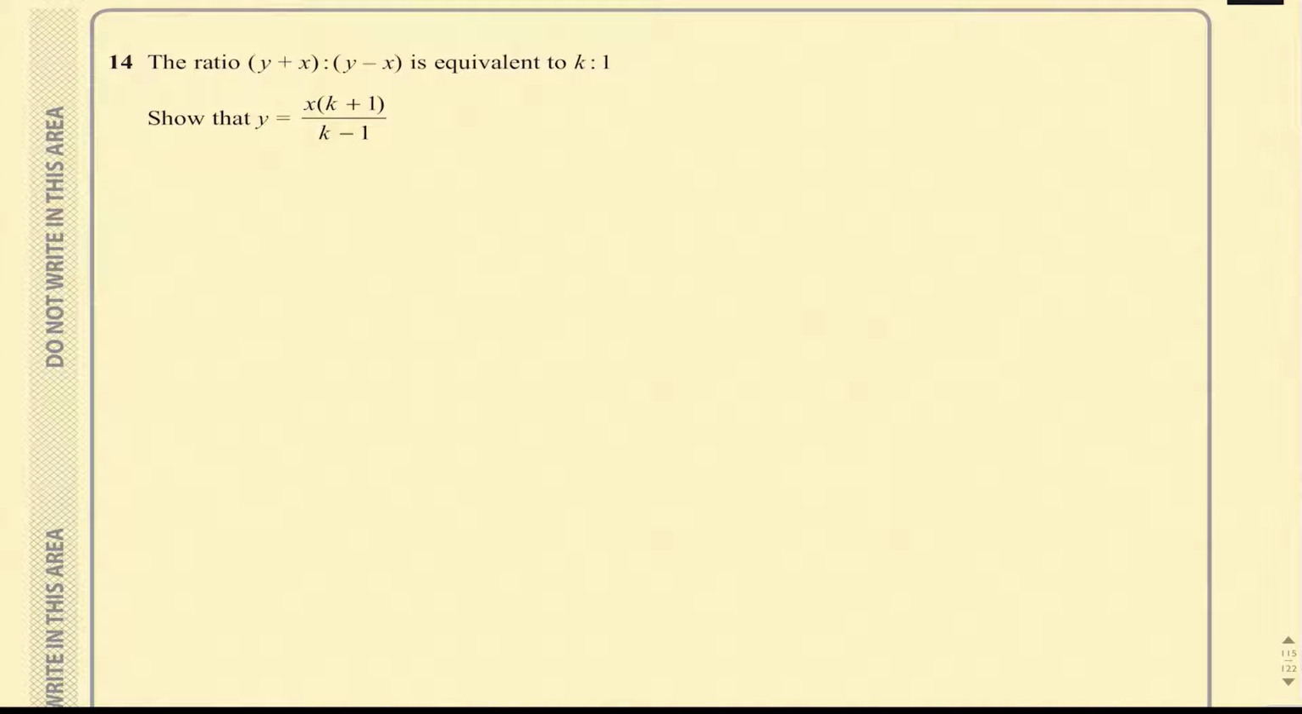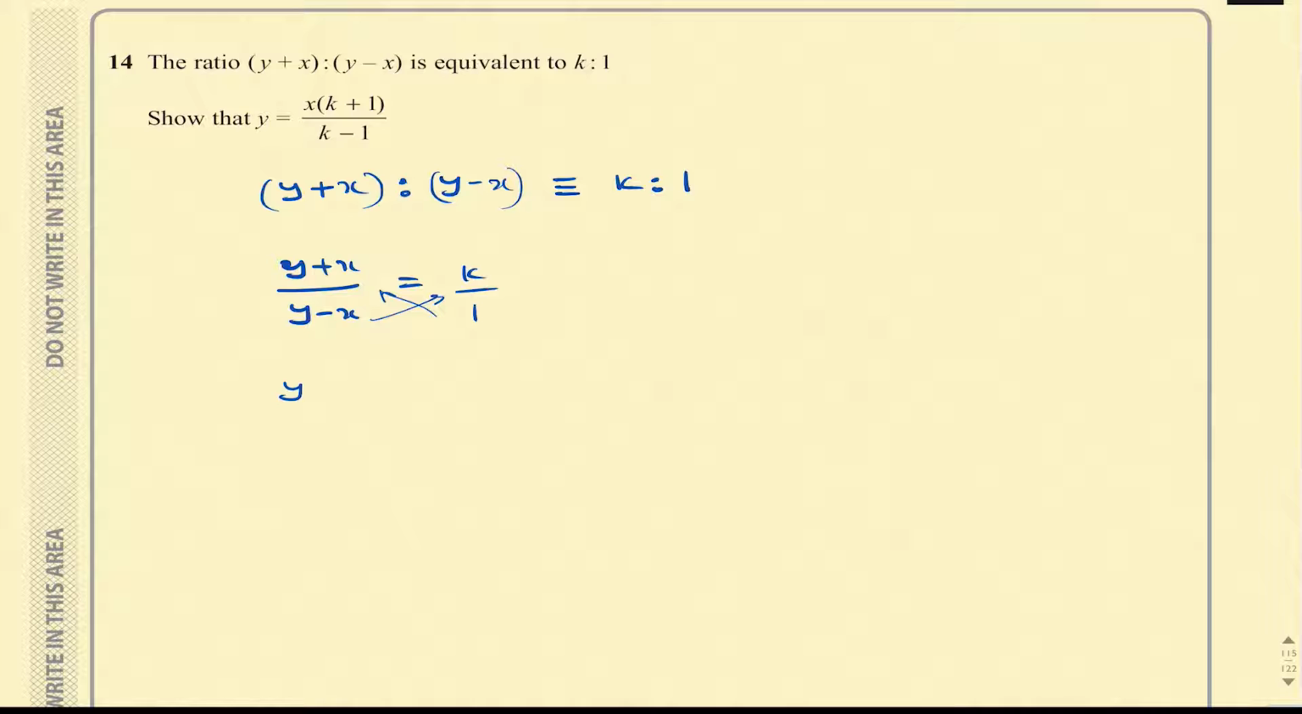Right, question 14. This is a ratio question, and therefore y plus x colon y minus x is equivalent to k colon 1. What that meant is we need to divide them by each other. So that would be y plus x over y minus x equals k over 1. Cross multiply in this case, which I get y plus x equals k times y minus x.